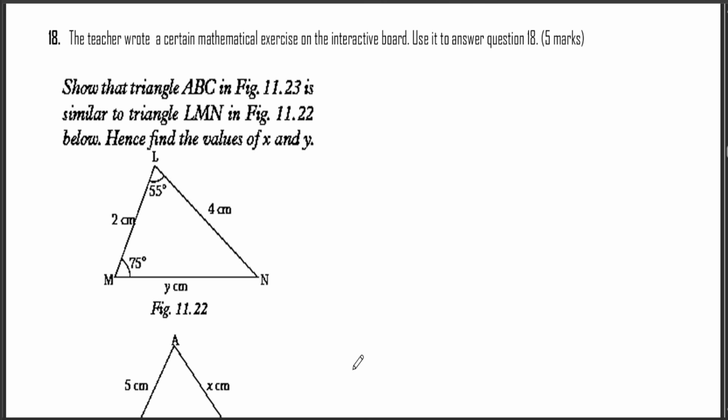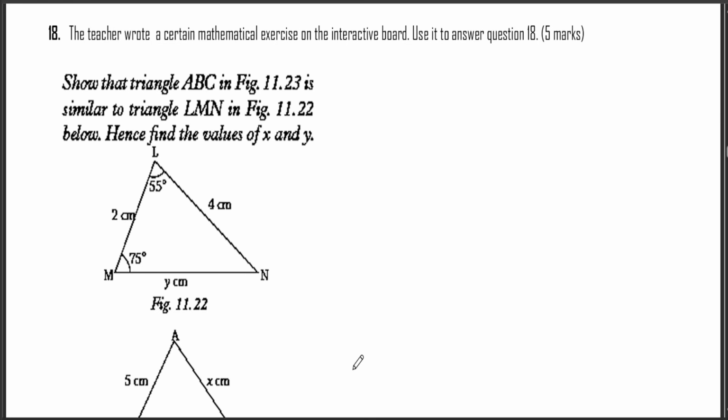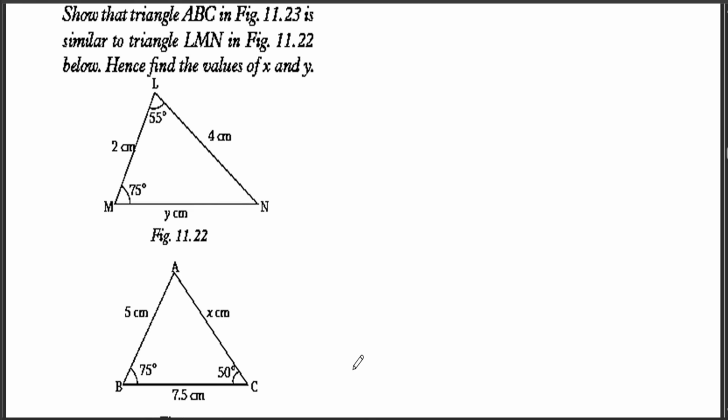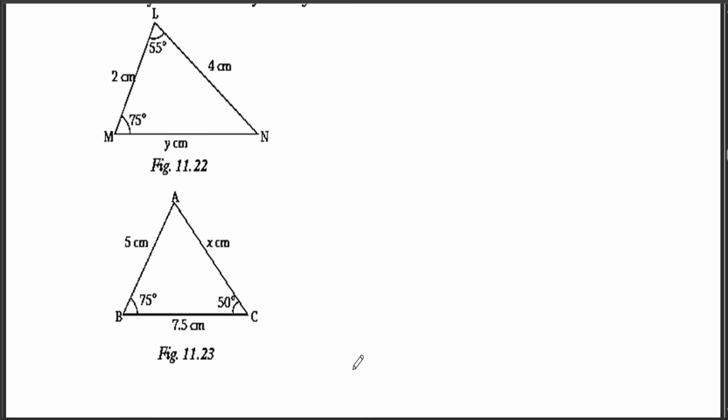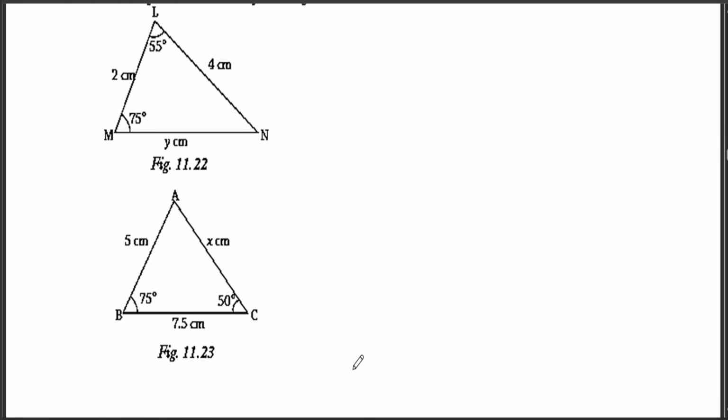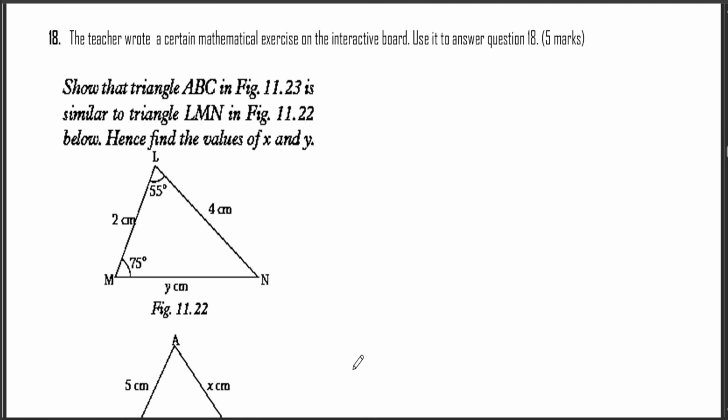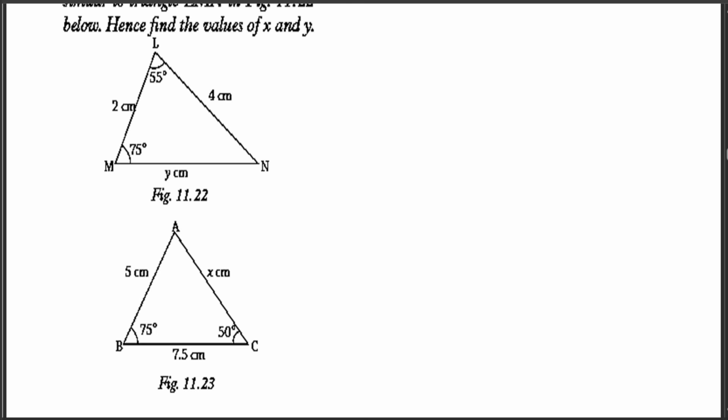And the teacher wrote a certain mathematical exercise on the interactive board. Use it to answer question 18. Now you're seeing it here. So as you see, we have LMN, and then we have ABC. So those are two figures. Now what's the question saying? I don't see the question. Oh, hence, you've been shown that triangle ABC in figure 11.23 is similar to triangle LMN in figure 11.22 below. Hence, find the values of x and y. Okay. Now let's do this.